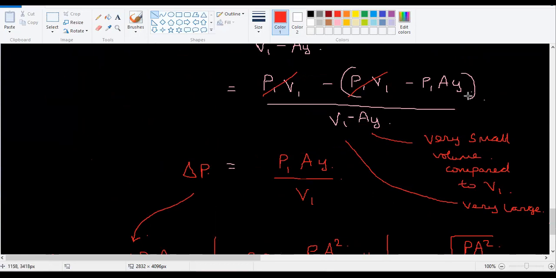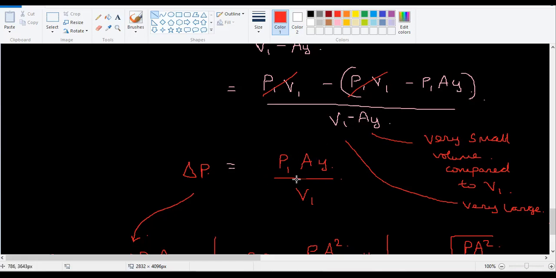Anyone getting a doubt here? Here I have P1 AY and here I'm having V1 into AY, V1 minus AY. Here I said this is very small, so we ignore this, okay? But here I didn't ignore this.